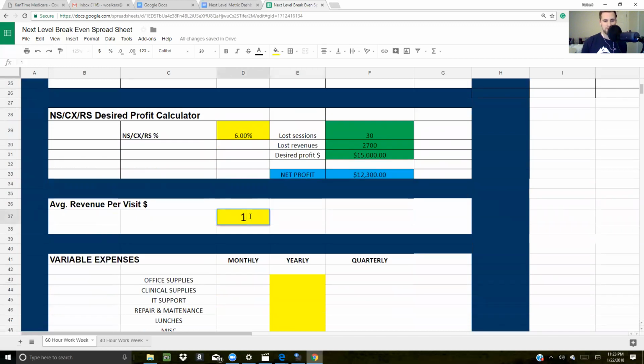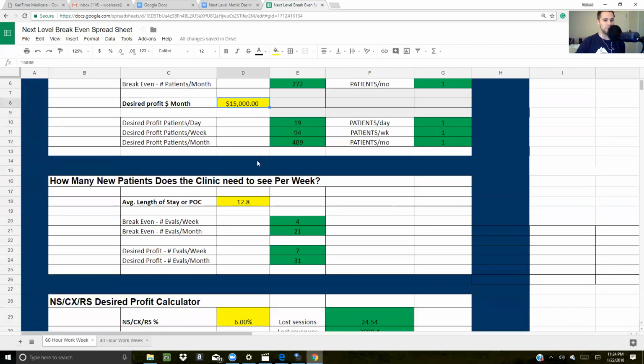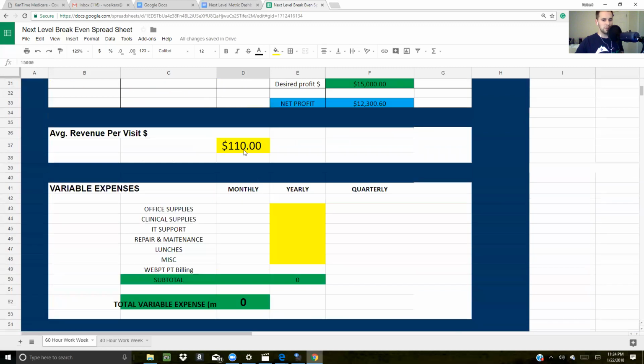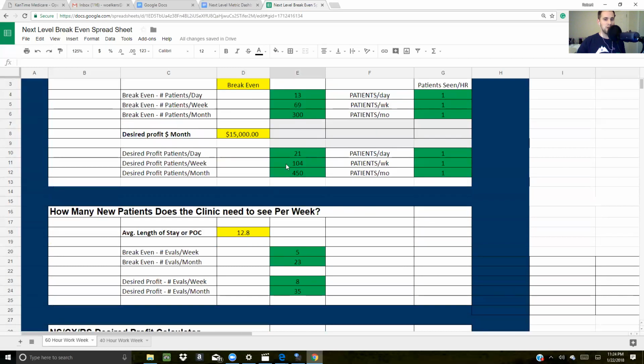Let's just say if we averaged $110 reimbursement. Okay, come over here. It's 12 per day, 63 per week, 272 per month. So these numbers all went down, and then same thing here. These numbers went down in order to make your 15 grand profit, so on and so forth. Now, let's go back to our original example at $100. So $100, there's our numbers, 13, 69, and 300.